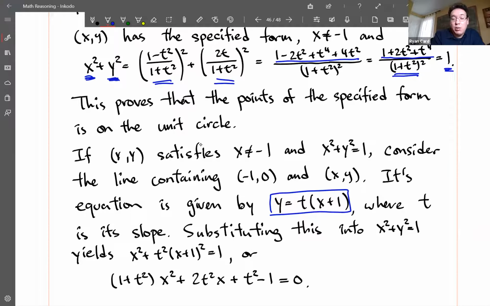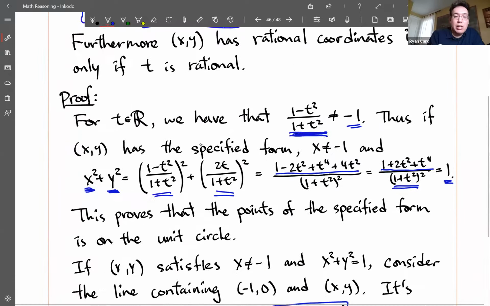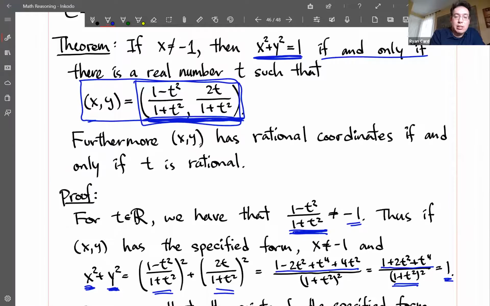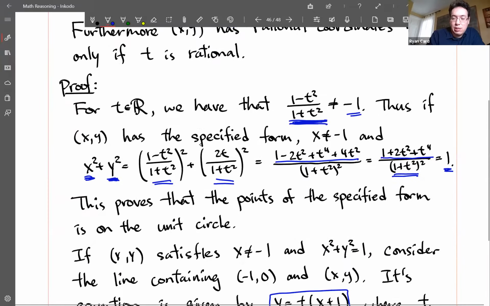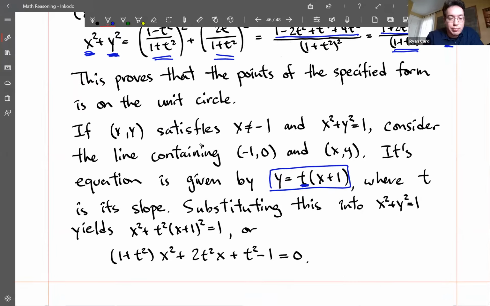And you'll have some kind of slope t. So we'll call that the t where it satisfies this ugly equation. So let's see how that would happen.